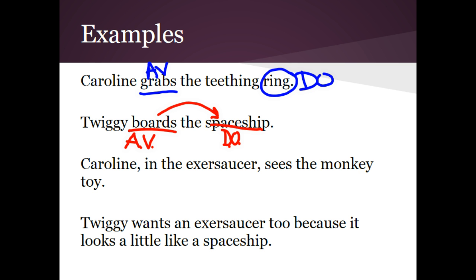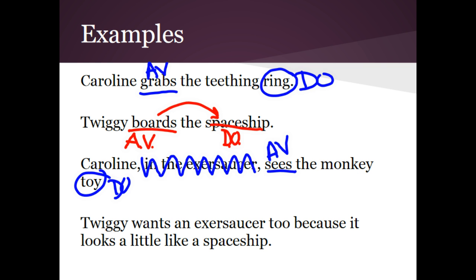Caroline in the Exer-Saucer sees the monkey toy. Now, the first thing that I am going to do is cross out the words in the Exer-Saucer because I know that that's a prepositional phrase, and we're going to ignore prepositional phrases. So that leaves me with this sentence. Carolyn sees the monkey toy. I look at the verb sees, and then I ask myself, what is the thing being verbed? What's the thing being seen? And the answer is the toy. That makes toy the direct object.